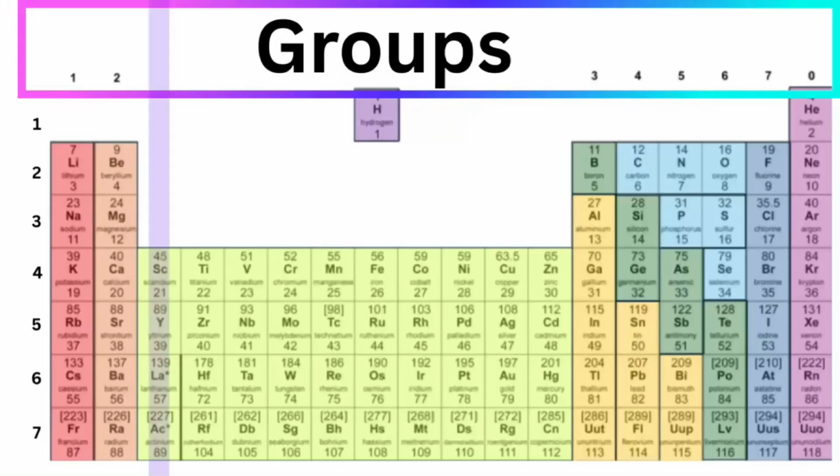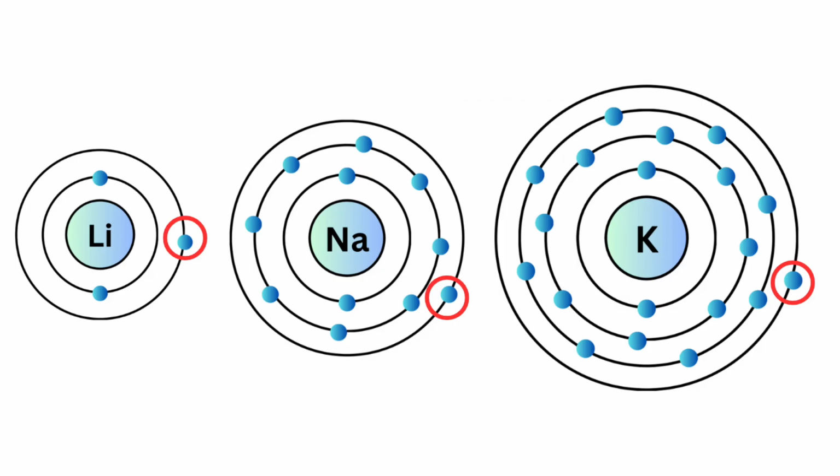For example, Group 1 elements, known as the alkali metals, all have one electron in their outer shell. That's why they're extremely reactive.